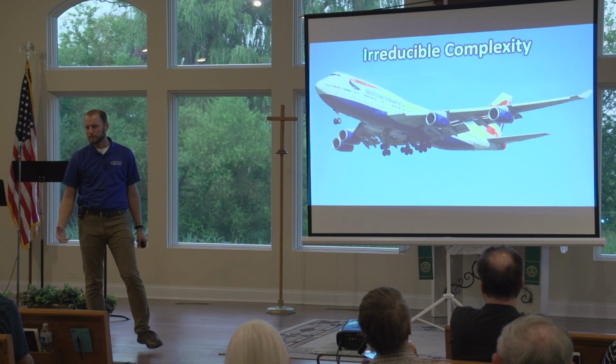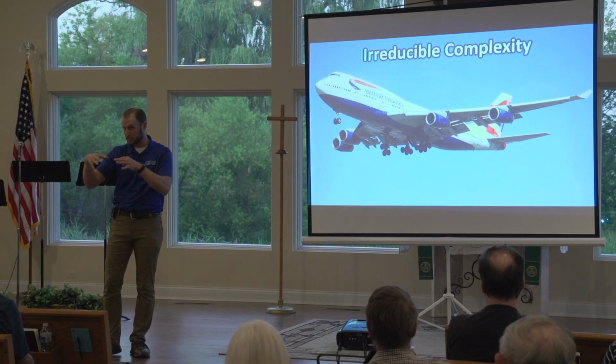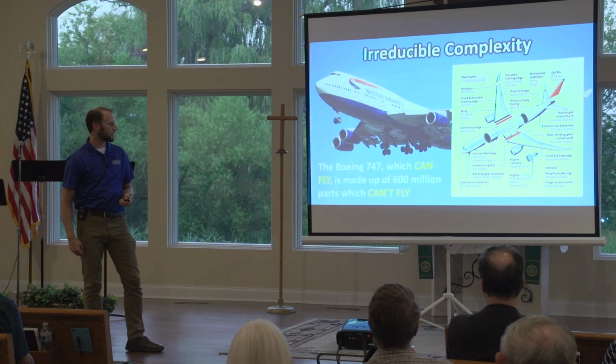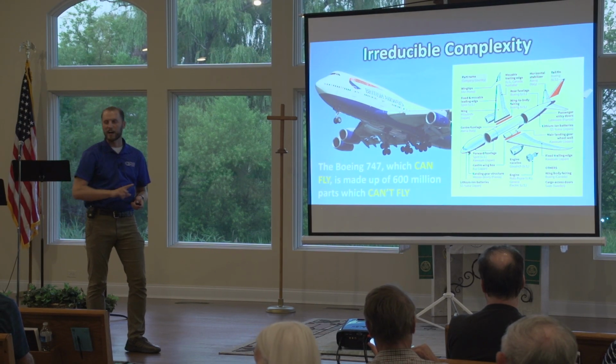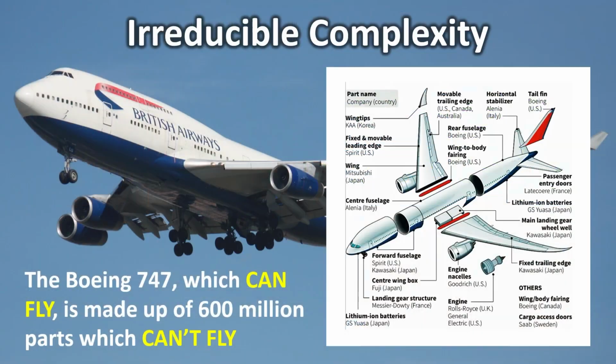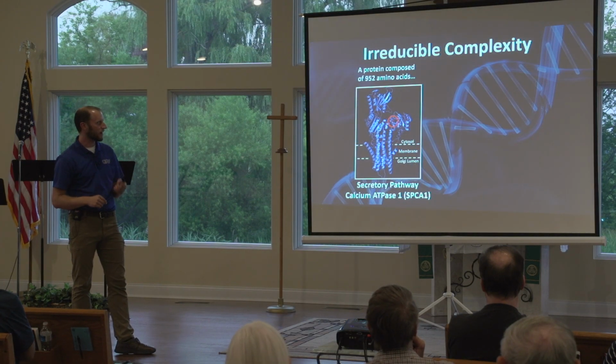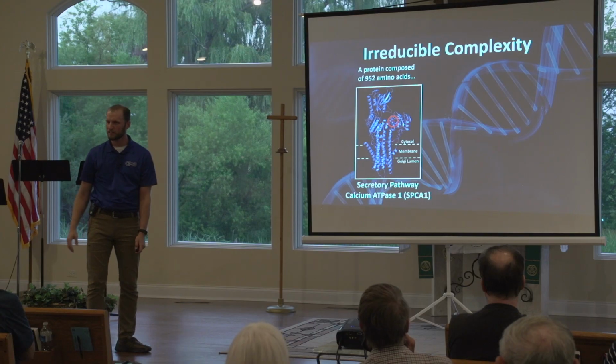Irreducible complexity basically means the whole is greater than the sum of the parts. In other words, here's a Boeing 747, which can fly, and it's made up of 600 million parts which can't fly. Think about that the next time you're flying in an airplane. Just don't think about it too hard. That's irreducible complexity. The whole is greater than the sum of the parts. Okay, so do you see some irreducible complexity here?